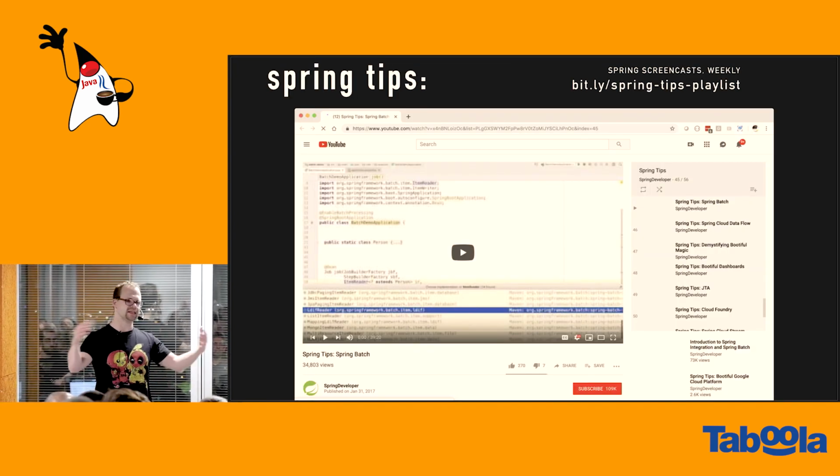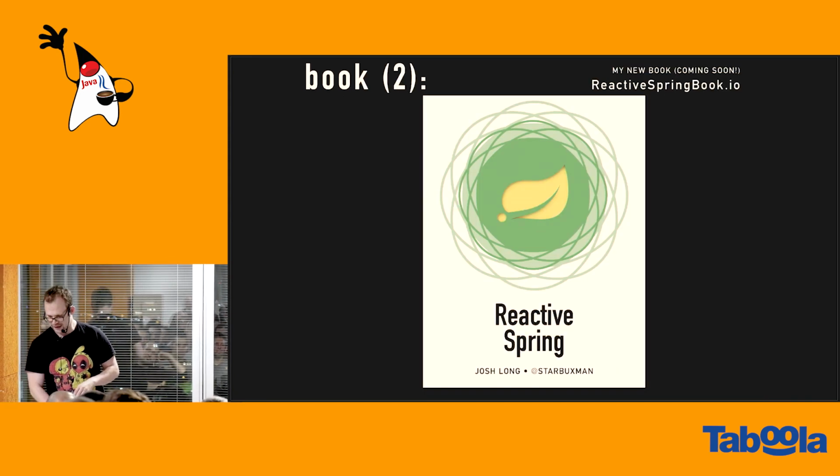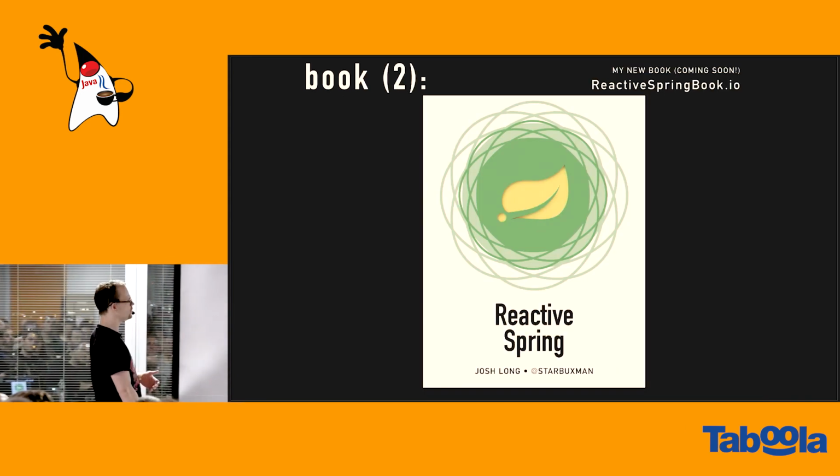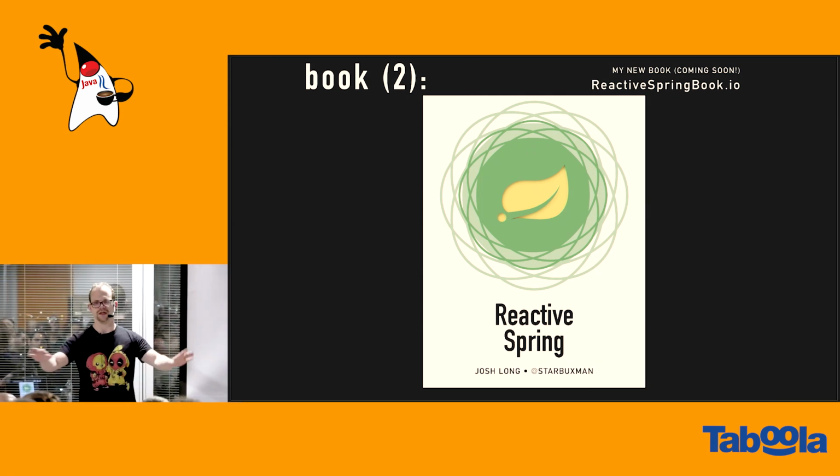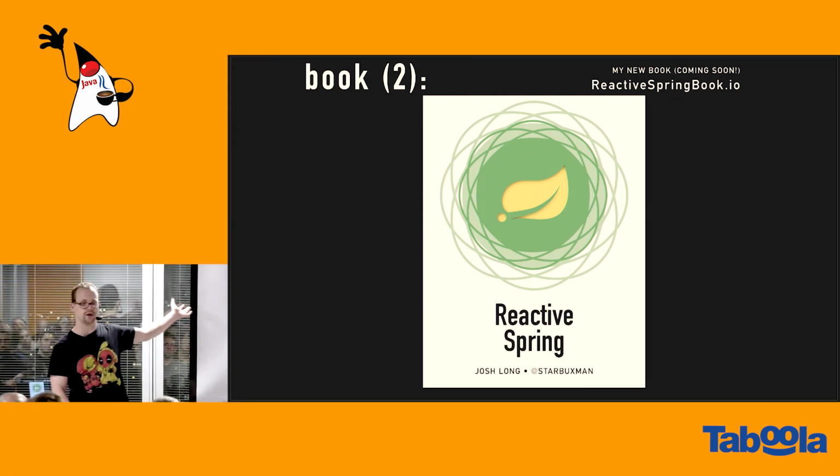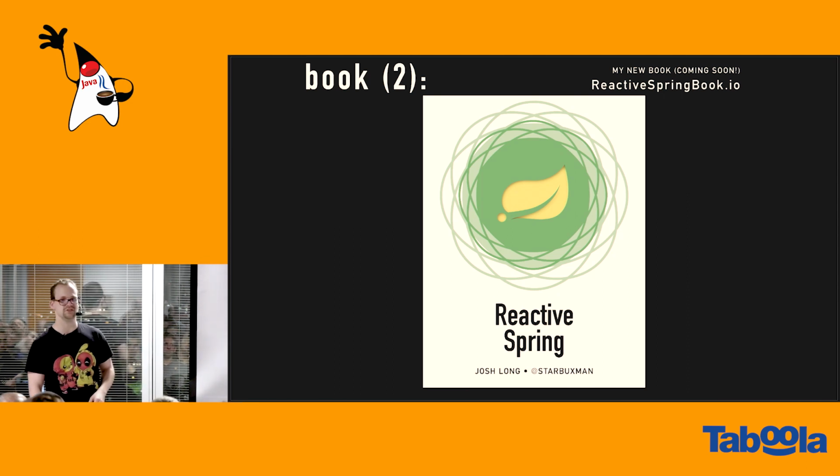These are me at a keyboard for an hour, 45 minutes, whatever, looking at different parts of the ecosystem, and I just focus on one small thing that might be interesting to you. And I've got a new book called Reactive Spring, and that's not done yet. I'm working on it. Hopefully, it'll be done very soon, because you can see we already have the cover. The rest should be easy.